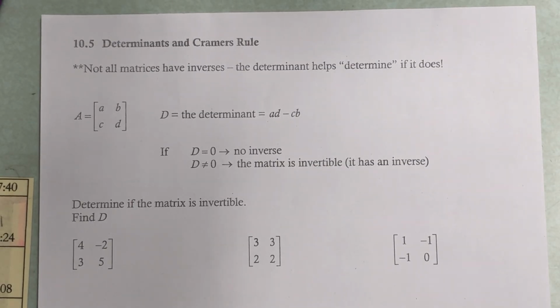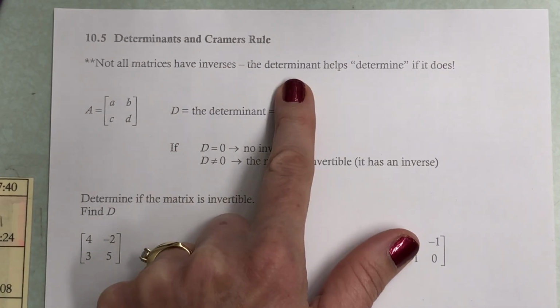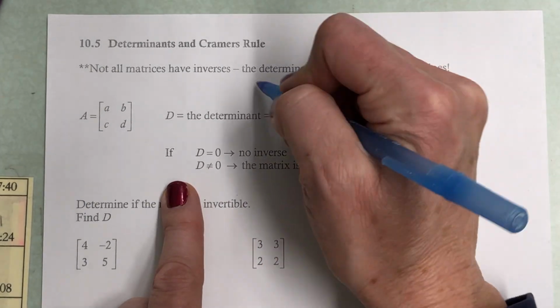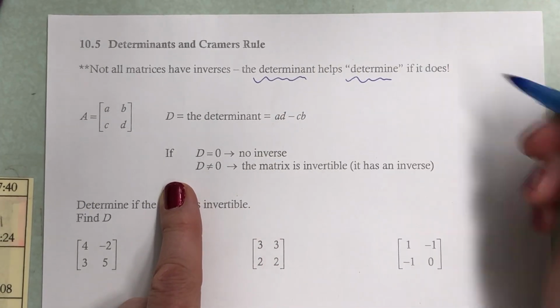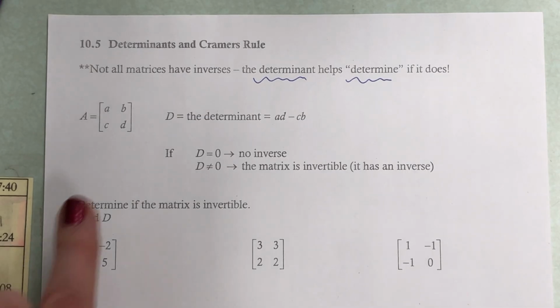Give this a shot. So first thing we need to talk about is that not all matrices have inverses, okay? And your determinant is going to help you determine if it does. So the determinant determines if you indeed have an inverse. You don't want to go through all that work and then have it not come out for you at all, right? So we're going to take our matrix.